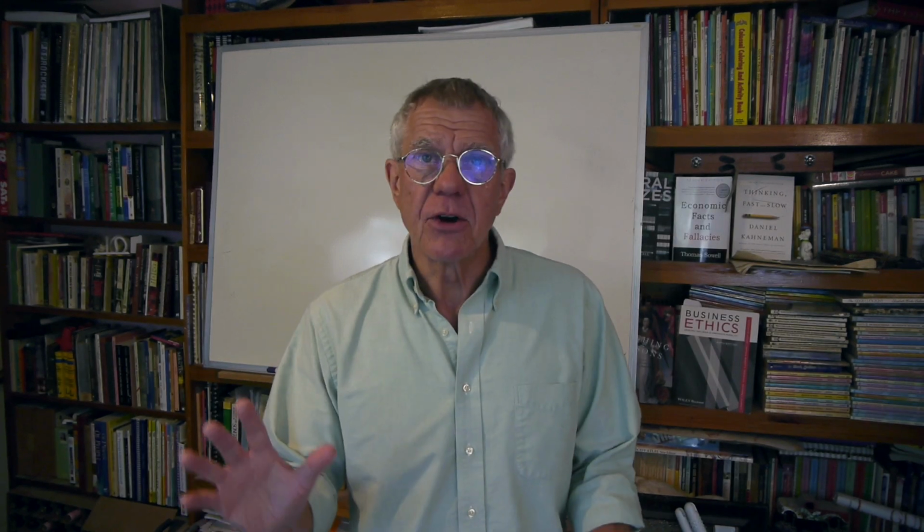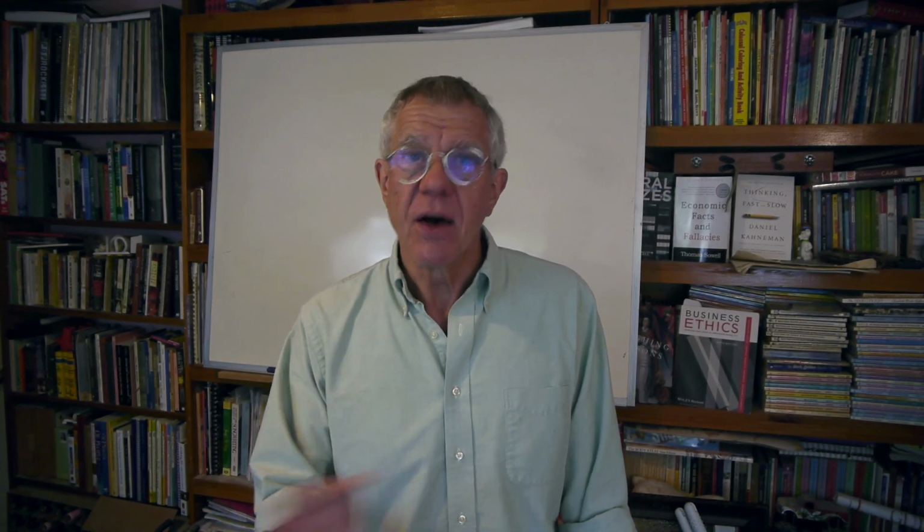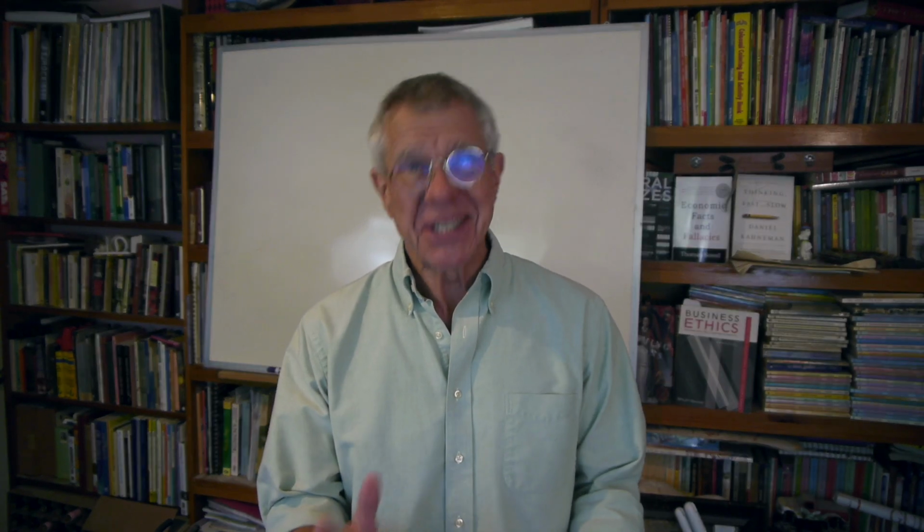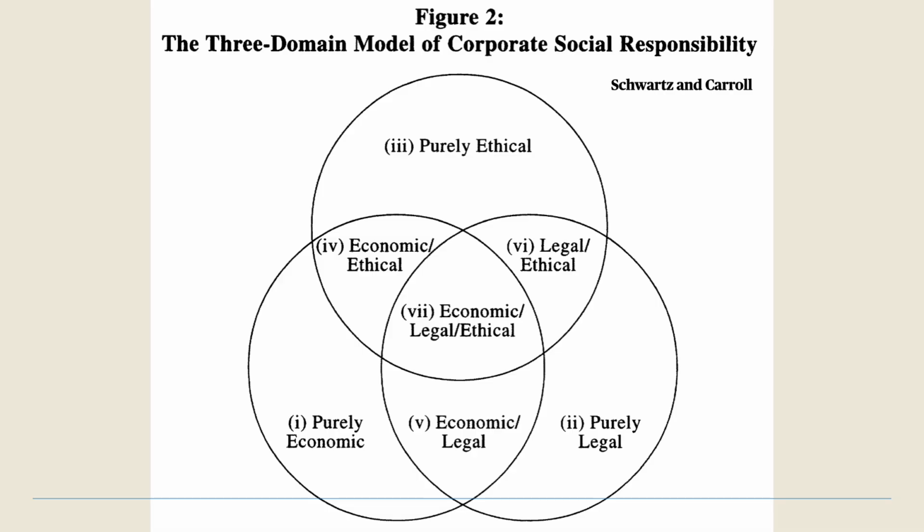But really, they are not very good characterizations of what the economic, the legal, the ethical, and the philanthropic are all about. Schwartz and Carroll propose a different kind of model, a three-domain model, which they symbolize in terms of Venn diagrams. The Venn diagrams, shown here, show economic, legal, and ethical concerns as the three basic kinds of considerations. But of course, they can overlap.